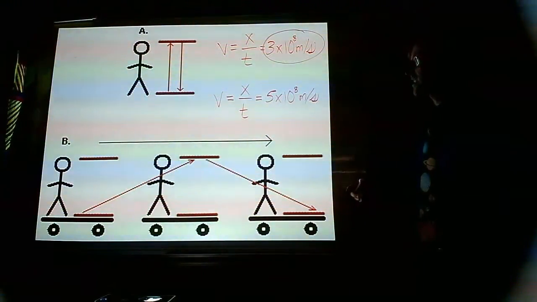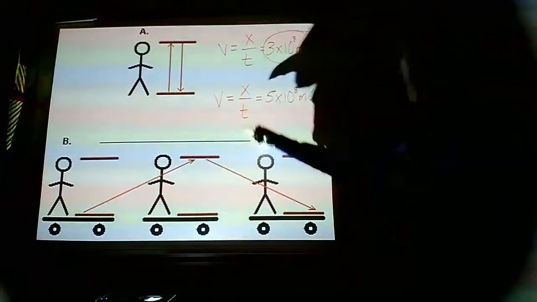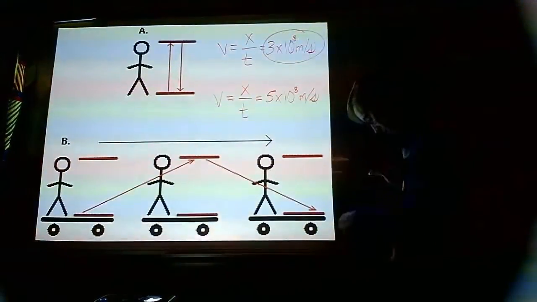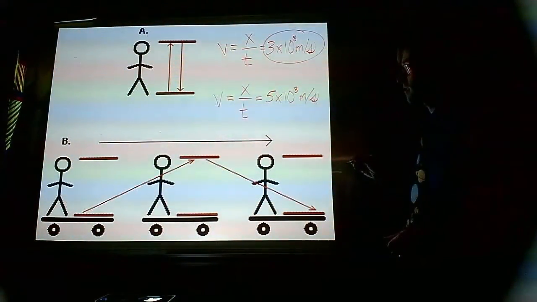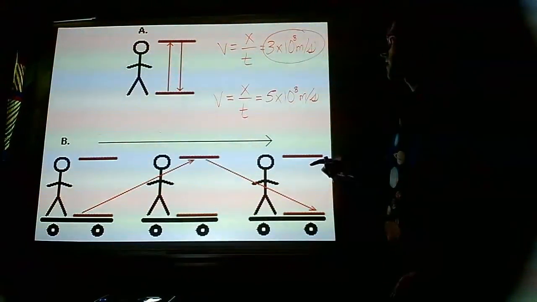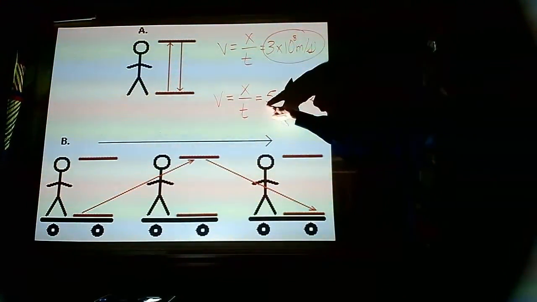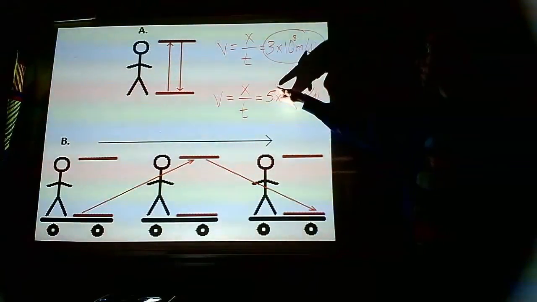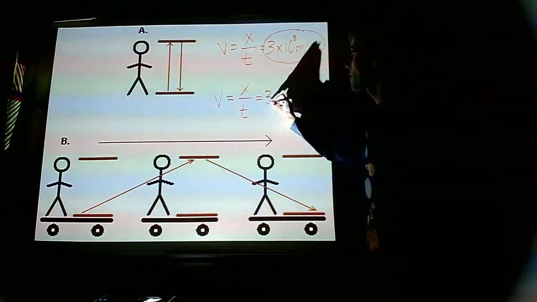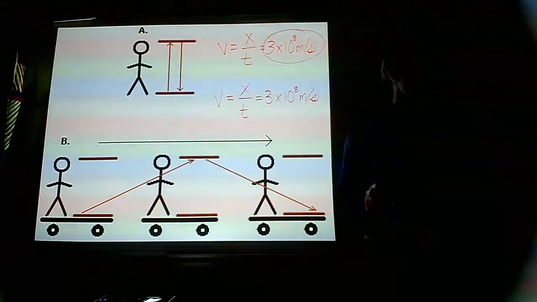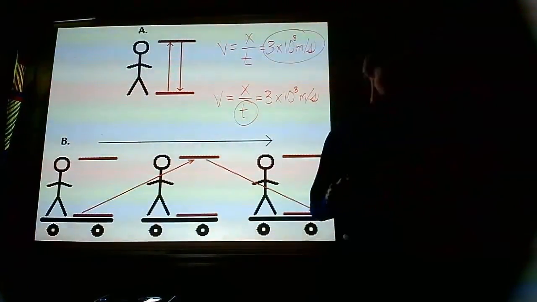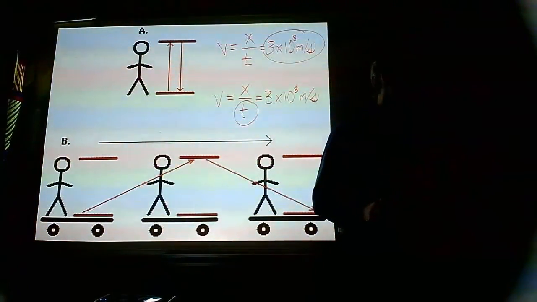If this isn't true, then something must change about this equation here. Now, this is a greater distance. We cannot dispute that. So this is going to still be the same. But if this number cannot be any greater than 3 times 10 to the 8th, the only thing that could change is time. And that is what changes.